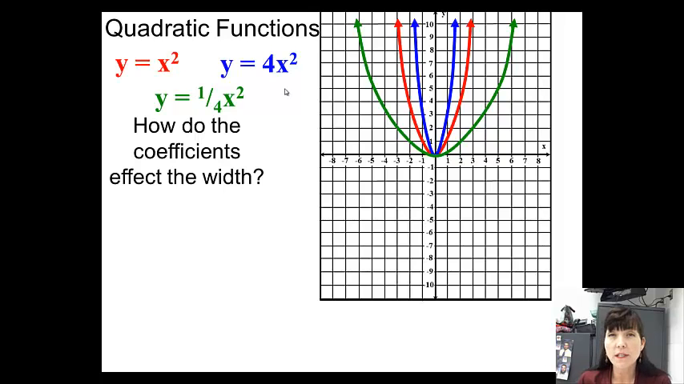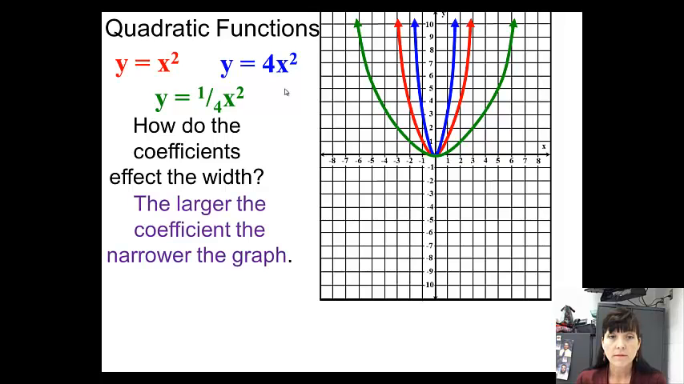How do the coefficients affect the width of your parabola? Take a moment and look at that and see if you can figure it out. Hopefully you figured out it's an inverse relationship. The larger your coefficient, the smaller the opening of your parabola. Again, the larger the coefficient, the smaller your opening for your parabola.